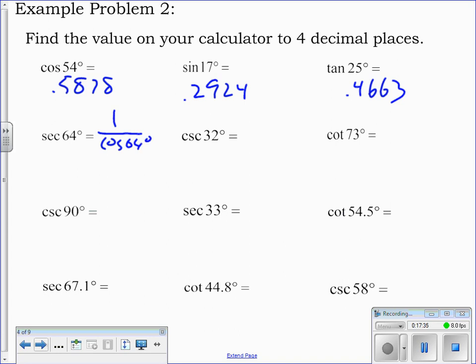On your calculator, do 1 divided by cosine 64. Do not put it in a fraction. Do 1 divided by that because you're coming up with decimals anyways. You get 2.2812. Round it off.